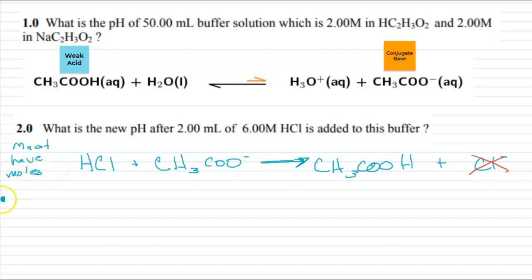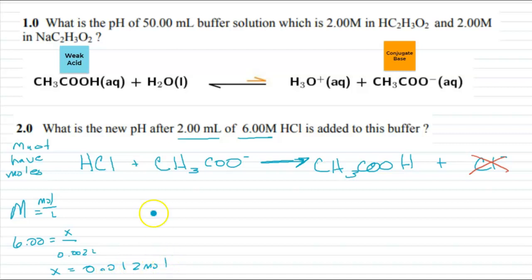So for this, we're going to go back to our old friend, molarity is equal to moles over liters. All right. So I have 2 milliliters of 6 molar hydrochloric acid. So when I plug in 6 molar is equal to X number of moles over, remember to convert that to liters, 0.002 liters, I wind up with 0.012 moles of my hydrochloric acid. So I'm going to plug those in really quickly. 0.012 moles.